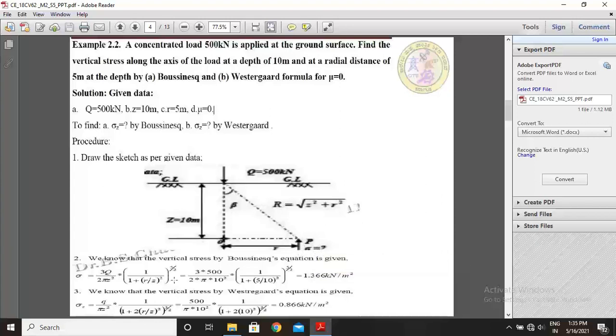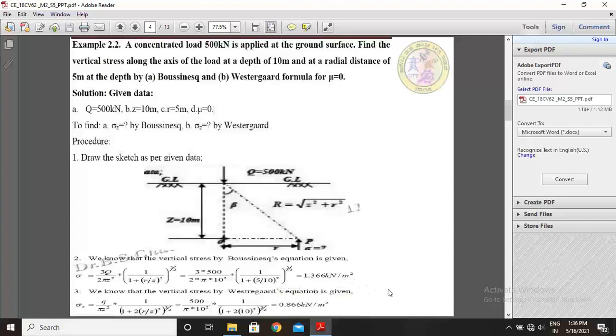Okay. Step number 2. We know that the vertical stress by Boussinesq's equation is given, that is sigma z equal to 3Q by 2 pi z square into 1 by [1 plus (r by z) square] whole to the power of 5 by 2. So in this equation you substitute the values: 3 into Q is 500 divided by 2 into pi into z is 10 square into 1 by [1 plus (r is 5 divided by z is 10) square] to the power of 5 by 2.